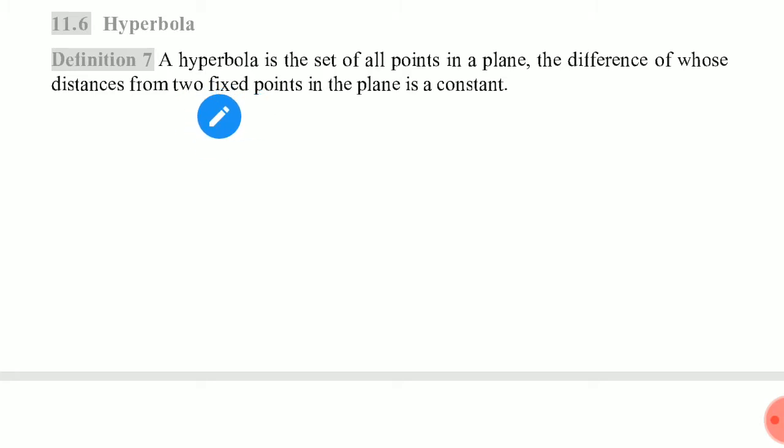So hyperbola is the set of all points in a plane, the difference of whose distances from two fixed points in the plane is a constant. So it is just opposite to the ellipse, as I discussed in my previous video. The only difference in the definition is that we have to subtract the distances. So here in hyperbola, the set of all points in a plane, we have to take the difference of two distances from two fixed points.